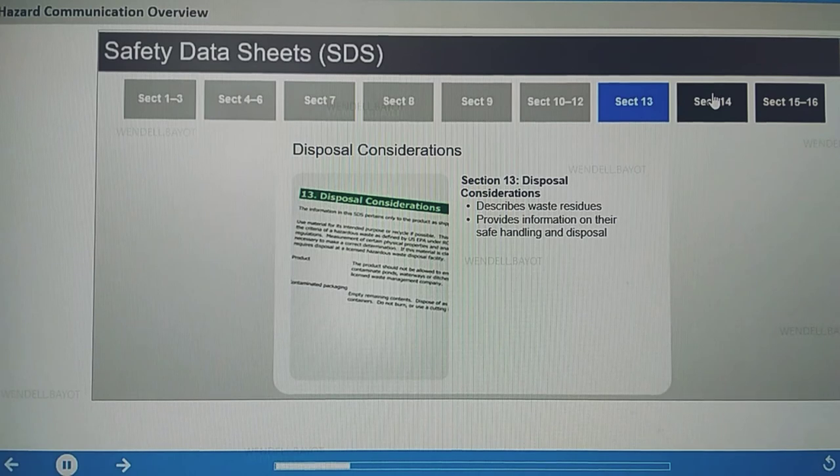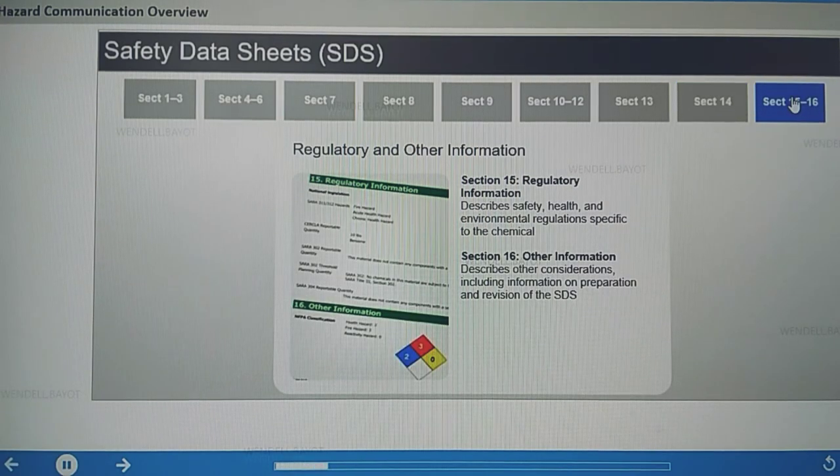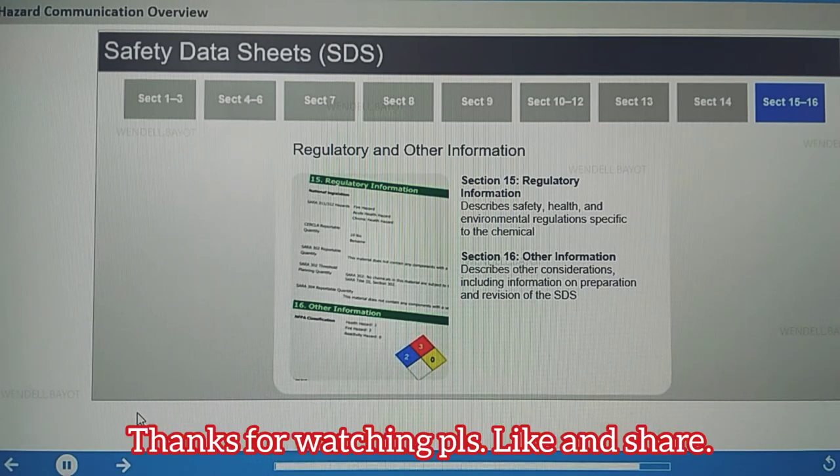Section 13 describes waste residues and provides information on their safe handling and methods of disposal. Section 14 provides details about transporting the hazardous substance by road, rail, sea, or air. Section 15 describes the safety, health, and environmental regulations specific to the hazardous chemical. And Section 16 describes other considerations, including information on preparation and revision of the SDS.